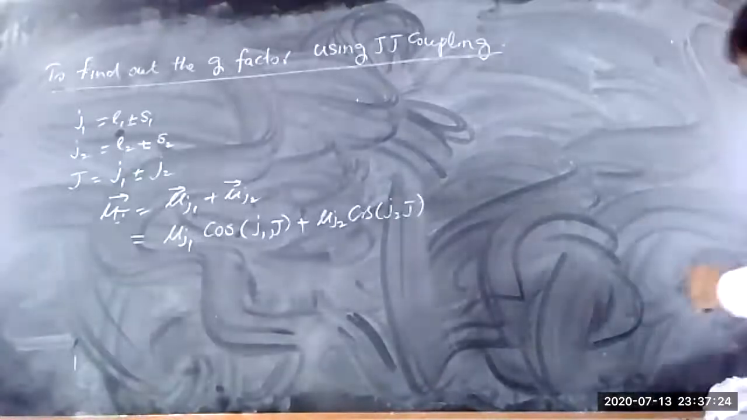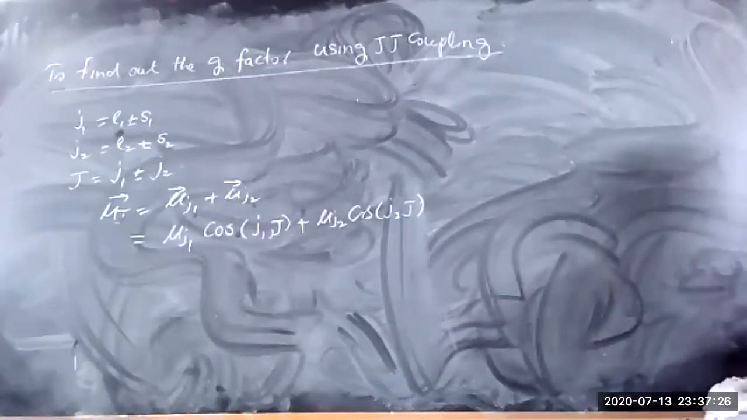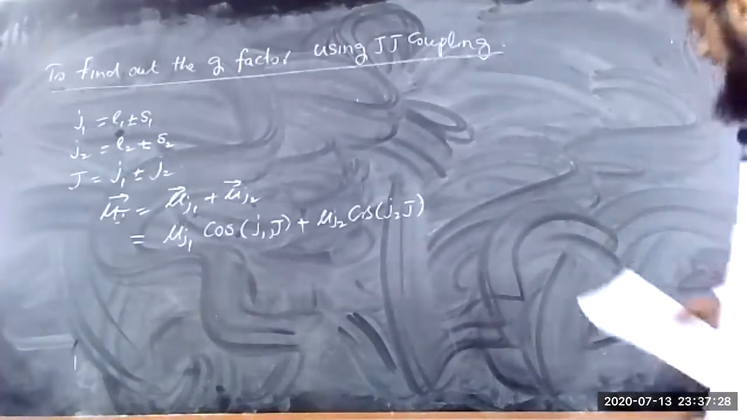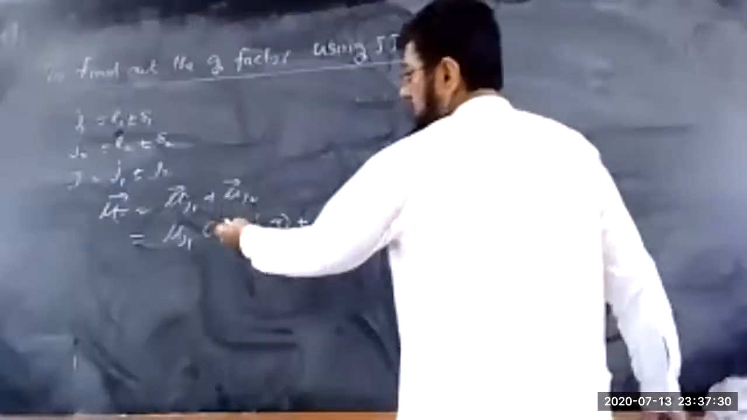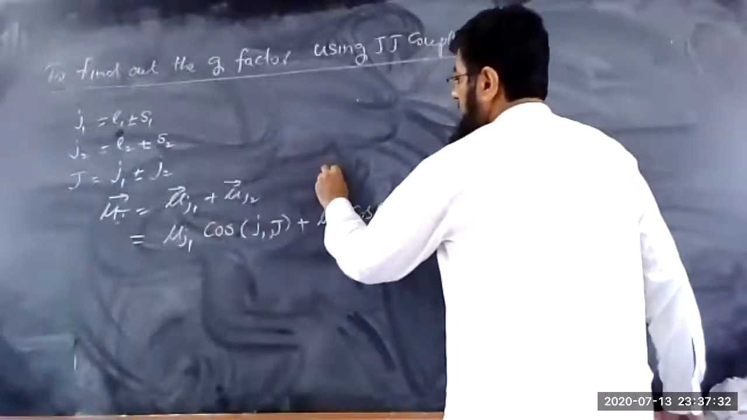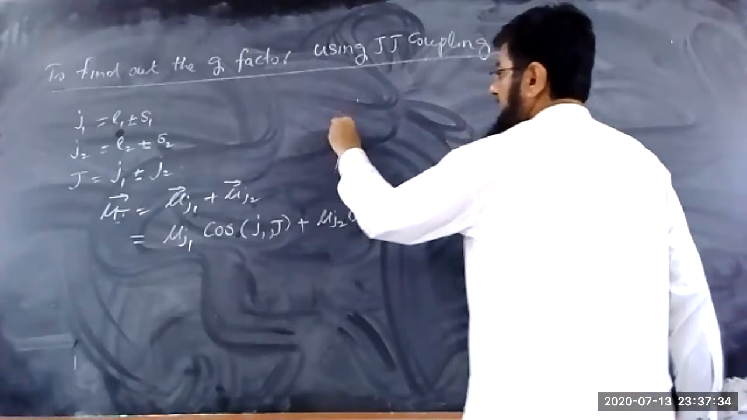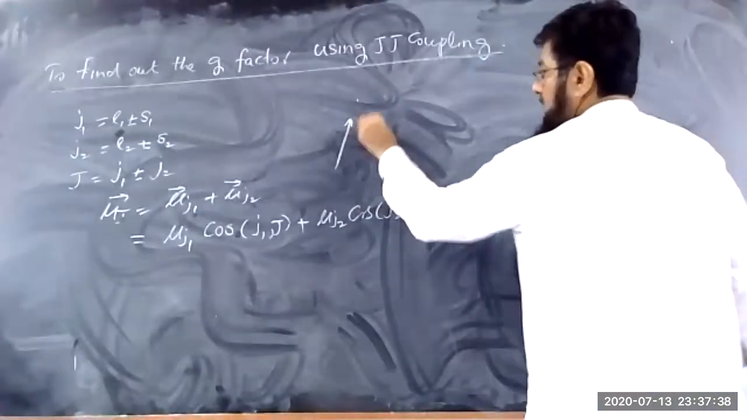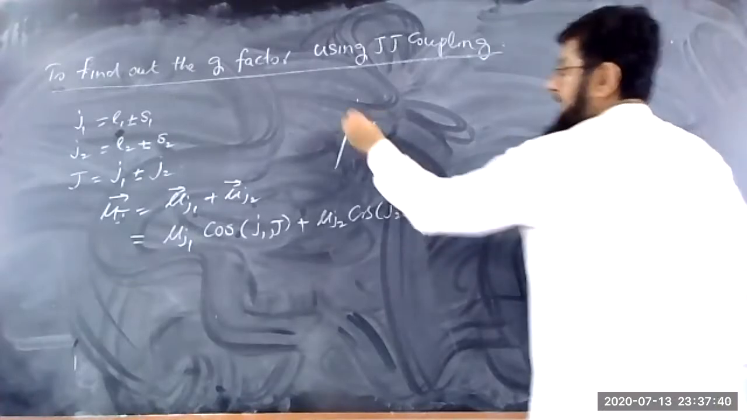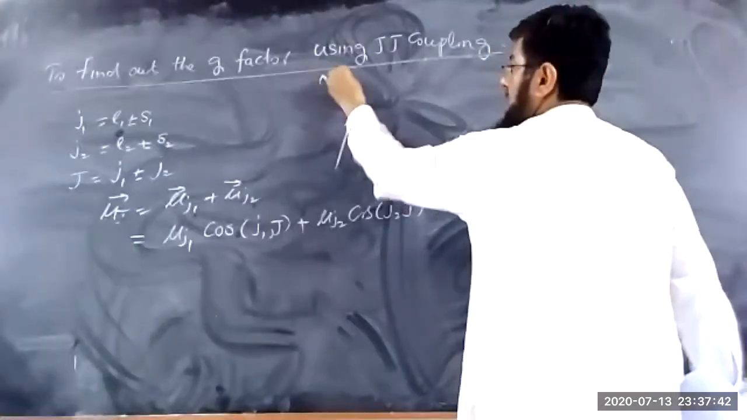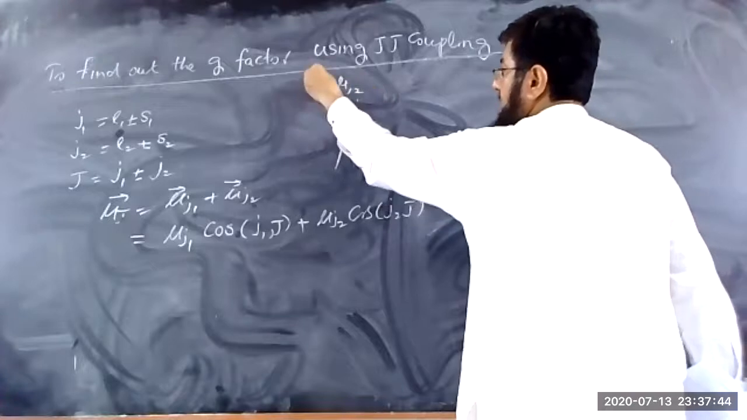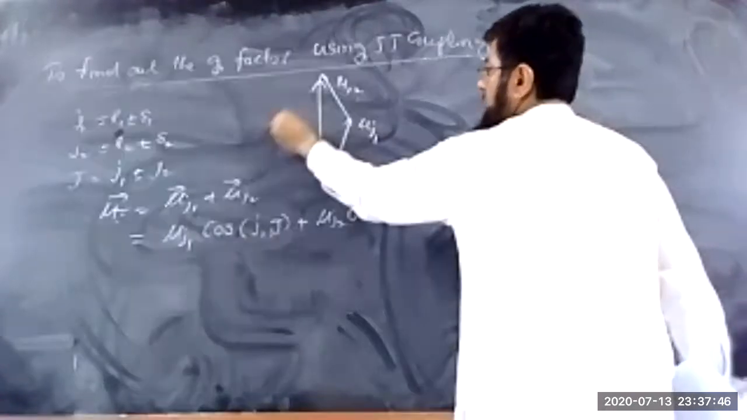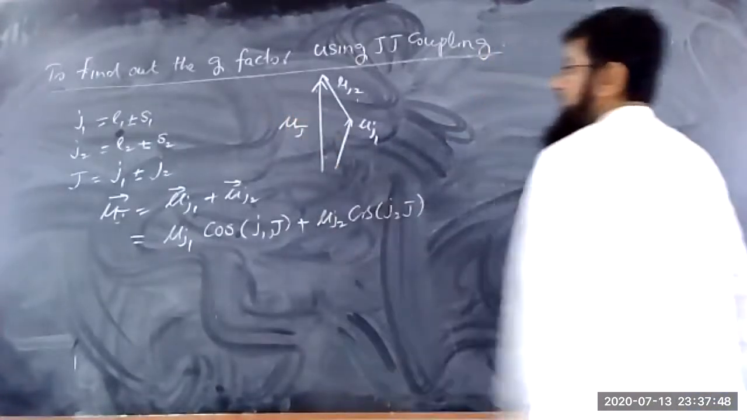So now this is the mu j. Let's say this is mu j1, the vector which gives rise to mu j1, and this is another vector which we call mu j2, and this is the resultant vector which we call mu j.